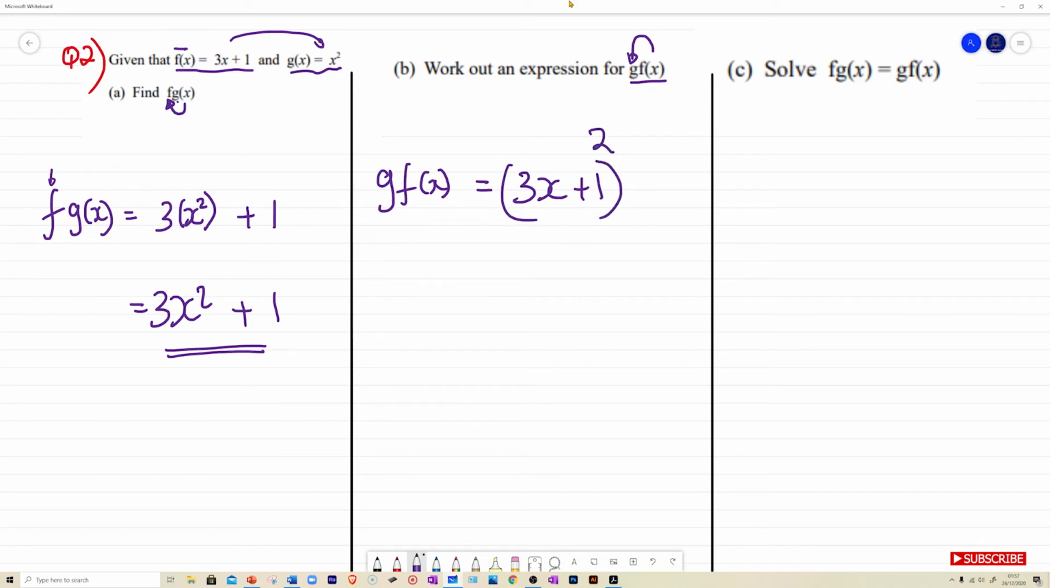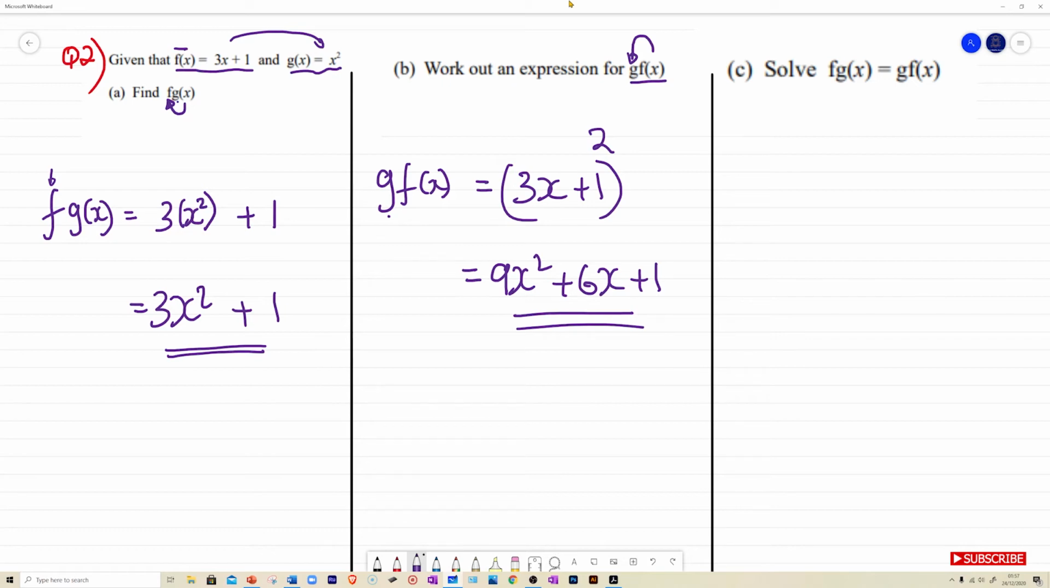squared, because we're going to put that into g. A definition for g of x is x squared. So this is now your x, becomes your x, and you need to square it. Now these obviously are double brackets, so it's not 9x squared plus 1, it's double brackets. So if you expand those double brackets, you will get 9x squared plus 6x plus 1. And this is your final answer for B.